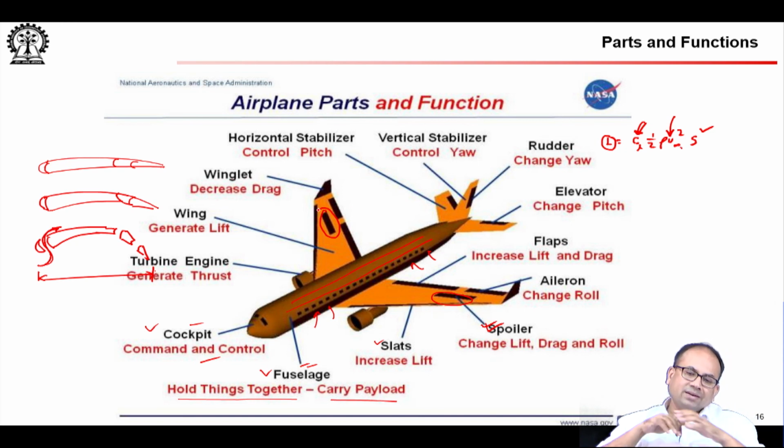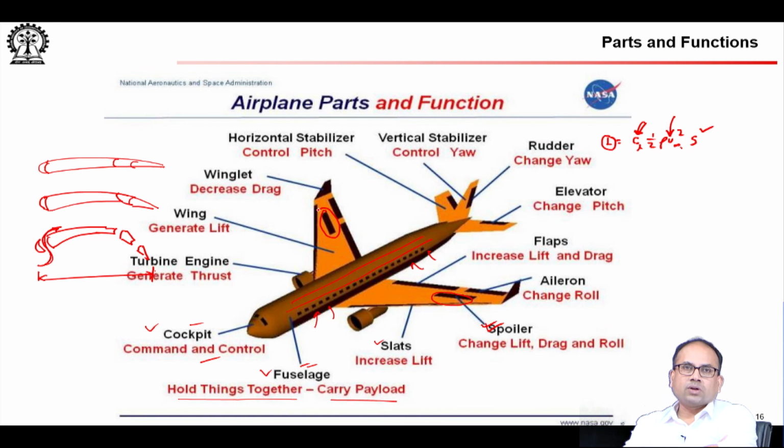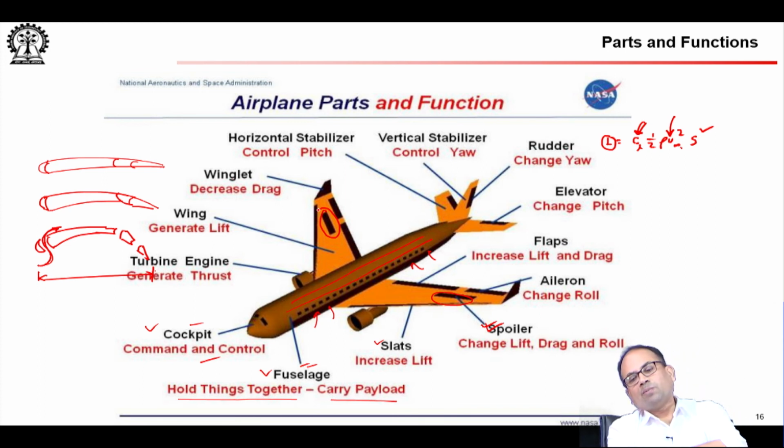You can do differential spoilers and create some behavior similar to the aileron, because by doing a differential spoiler, that is, you deploy one spoiler, you do not deploy the other spoiler, that way you can change the lift in the two wings, which is what the aileron does as well when you deflect them in opposite directions. So, spoilers can also help you in the roll motion. So, roll. Then you have the aileron.